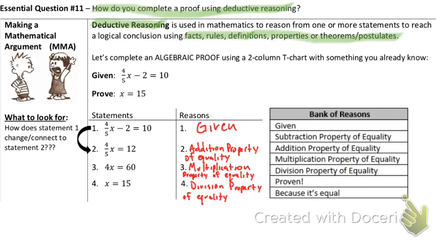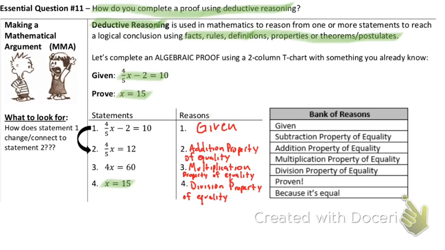Now what I want you to notice here is we started with this, and to end our proof, our last line should be what we're trying to prove. We're trying to prove x equals 15. If you look at our last line, we have x equals 15. Therefore, our proof is done.